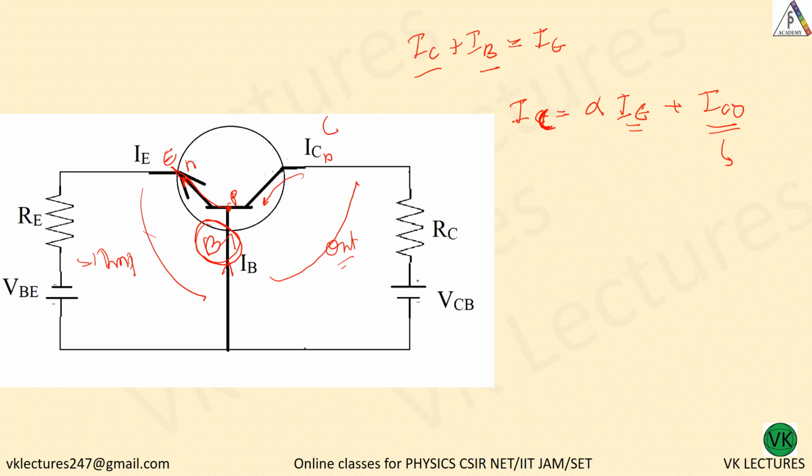Plus IC naught, IC0. IC0 is also a collector current, the collector current in reverse saturation, but very small. Why? Due to minority carriers.